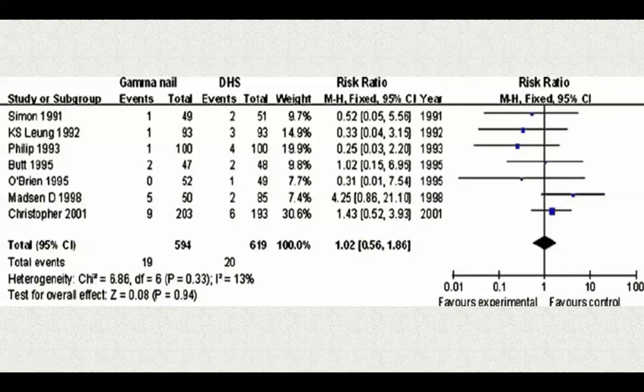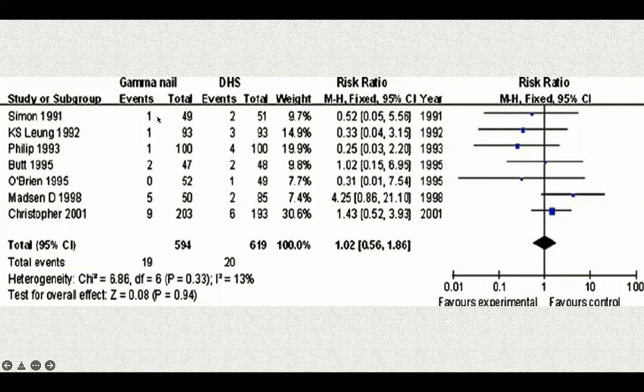Now we have the same forest plot. Now let's decode it according to the things which we have discussed. So we have two groups, gamma nail and DHS. We are assuming that in this study they are comparing the gamma nail and DHS. One of them could be a new treatment, the experimental intervention, because obviously in an RCT we are comparing two groups. Two groups means one is the new treatment and one is the old, standard treatment. The standard is represented by control, and the new treatment means experimental.